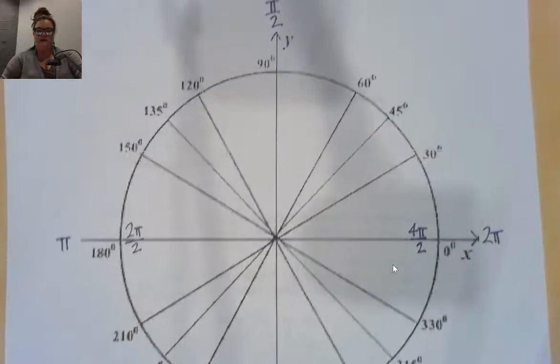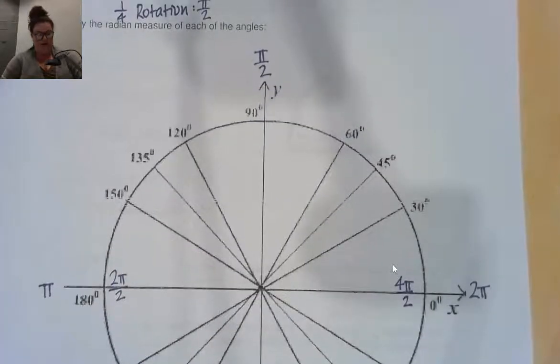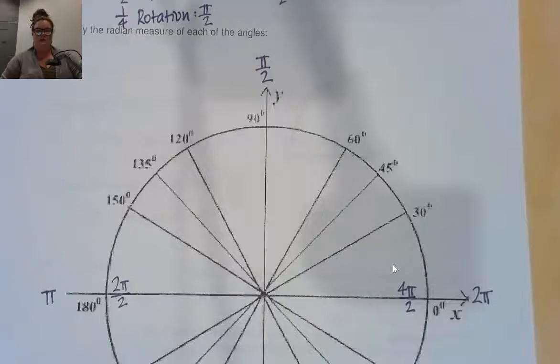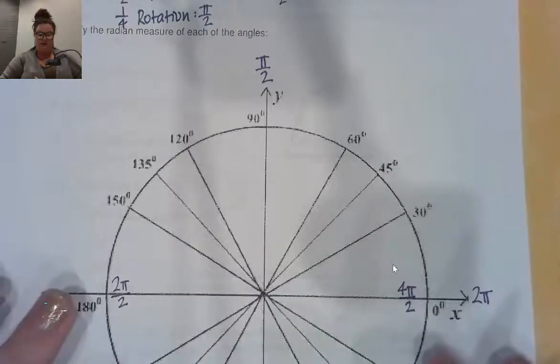Now let's look at coming up with our other angles, our 30, 60, 90 degree angles, and all their corresponding ones. So let's look at 30 degrees.